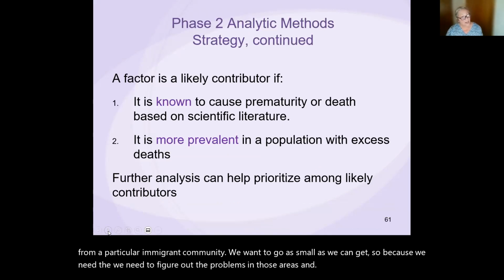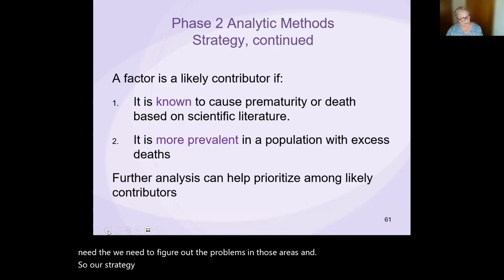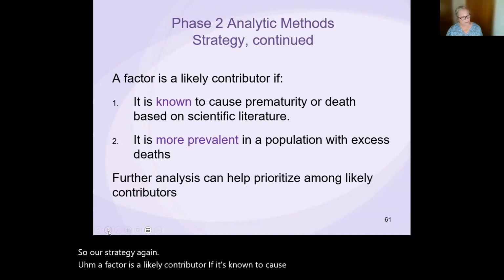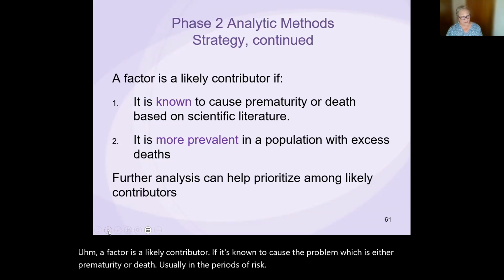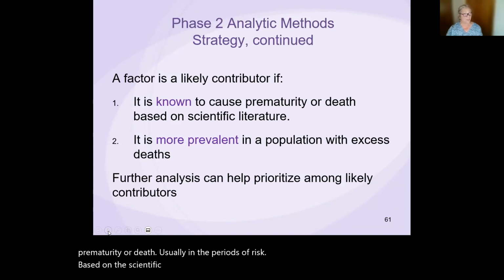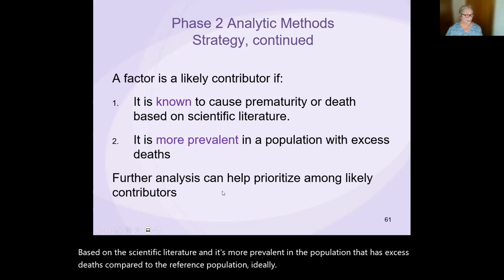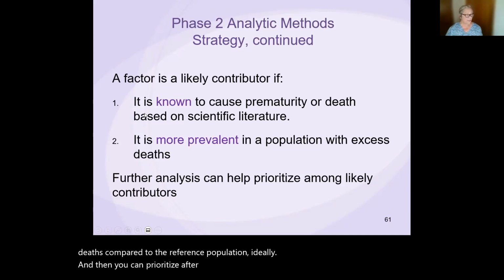So our strategy, again: a factor is a likely contributor if it's known to cause the problem, which is either prematurity or death, usually in the periods of risk, based on the scientific literature, and it's more prevalent in the population that has excess deaths compared to the reference population, ideally. And then you can prioritize after that. So we look for the literature, and we look for what's more prevalent.